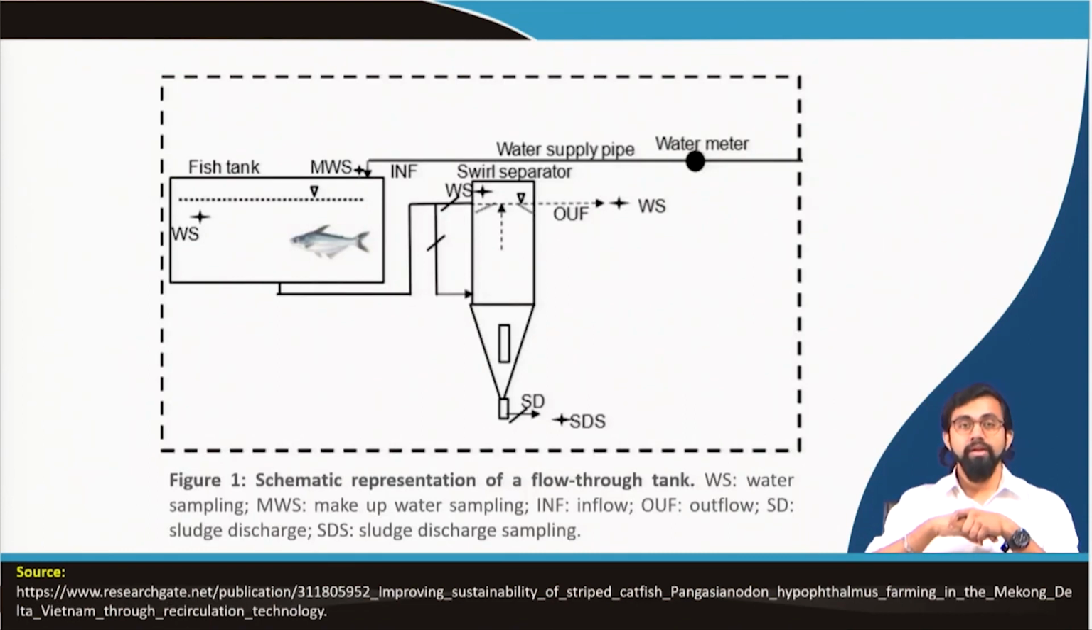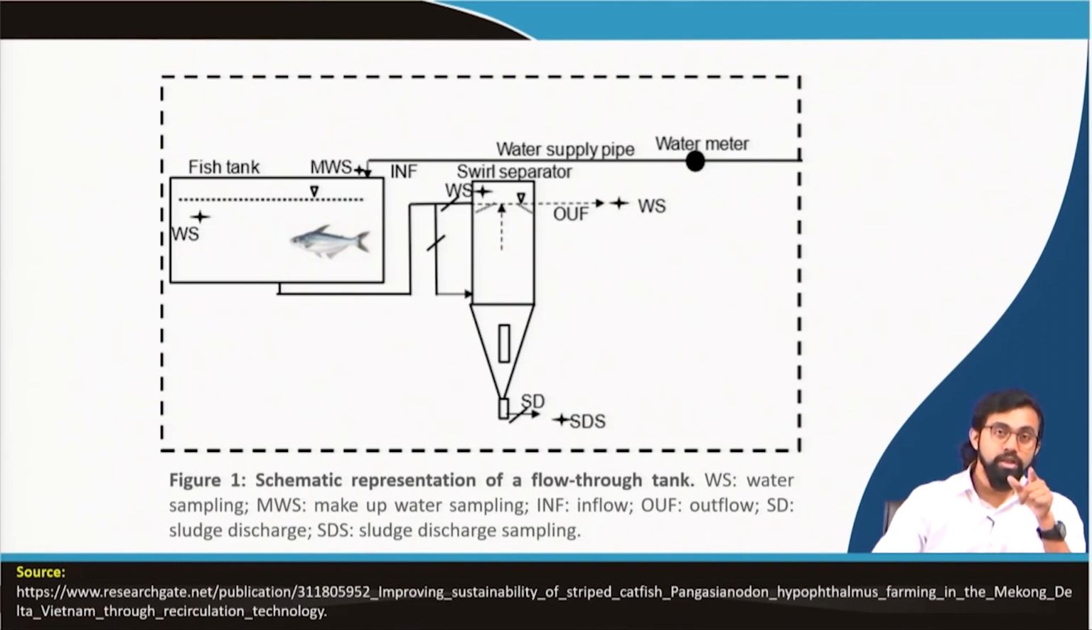This is a standard schematic diagram of the flow-through tanks, with water sampling. You can see the water meter on the water supply line, through the water supply pipe. The water is coming in, which is INF, meaning inflow, to the culture tank, where we normally go for makeup water sampling. That water sampling is done there.